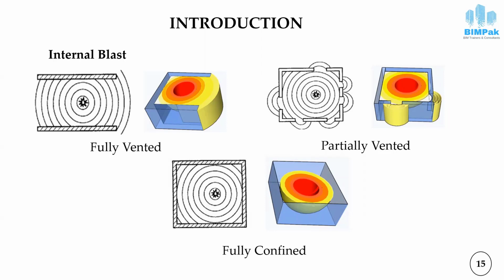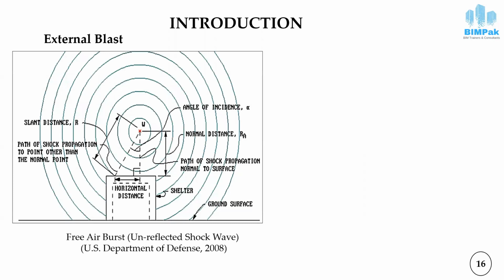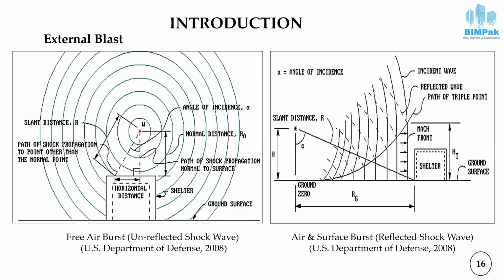So in case of external blast, as we have discussed already, we have three types of blast. Number one is free air burst, second is air burst, and the third one is surface burst. In case of free air burst, the distance of the explosive material from the target is less than the distance between the explosive material and the ground. Here we can see that the explosion takes place at point W, and the shelter or the target is this one.